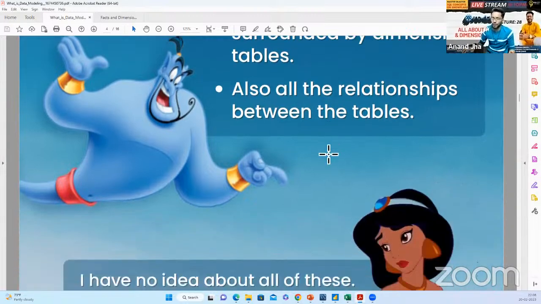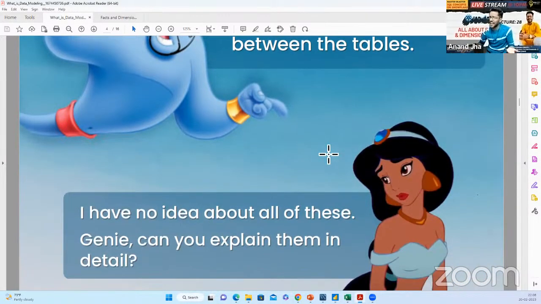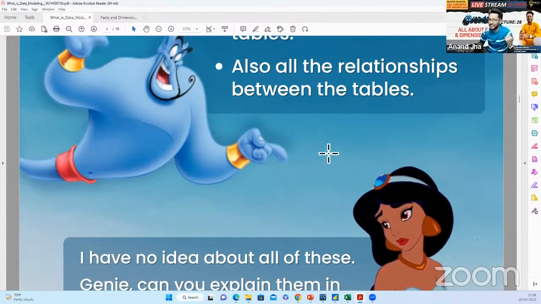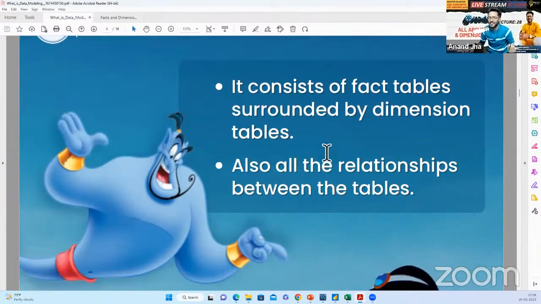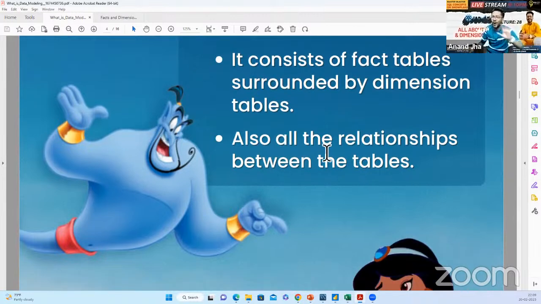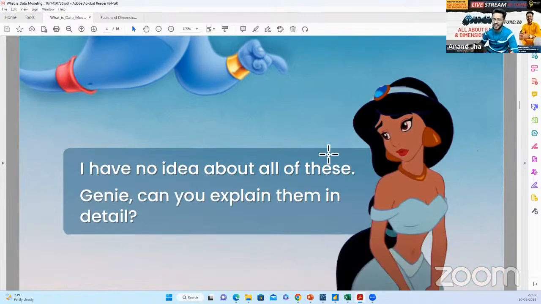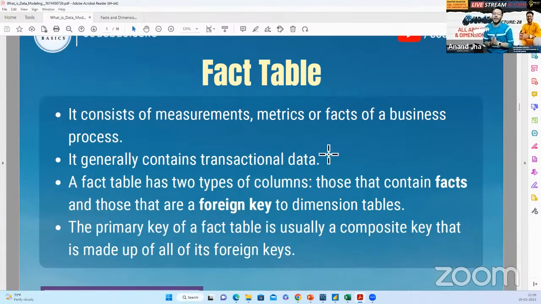Let me take a walk through this. I have no idea, but Jenny, can you explain all of this in detail? That's the beauty of Codebasics. I really thank them for bringing this. This is a very unique way of explaining things, I think.